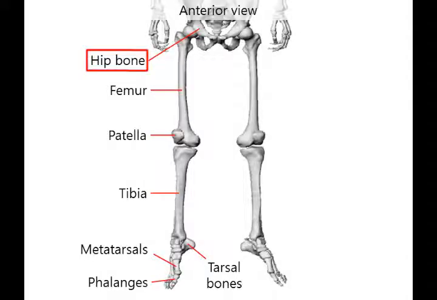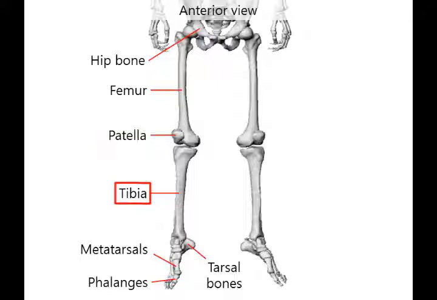The hip bone is connected to the femur at the hip joint. Therefore, the hip bones can be seen as bones that connect the torso to the legs. The femur is connected to the patella and tibia at the knee joint.